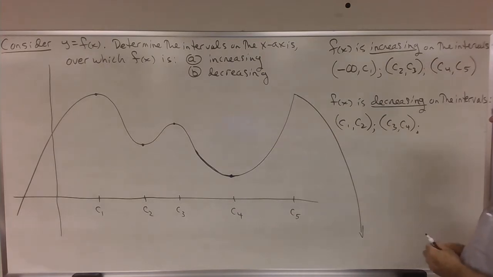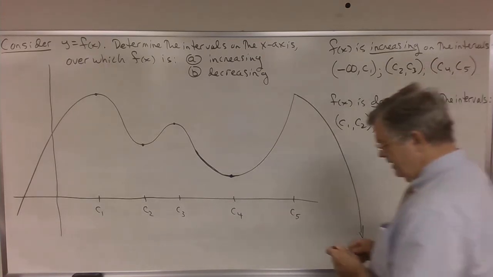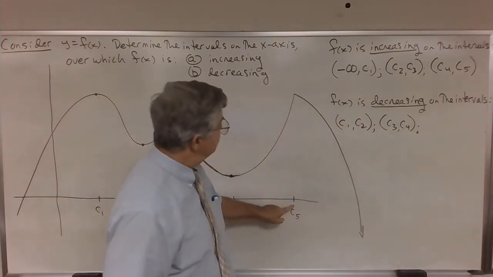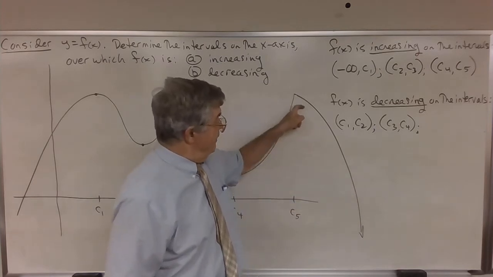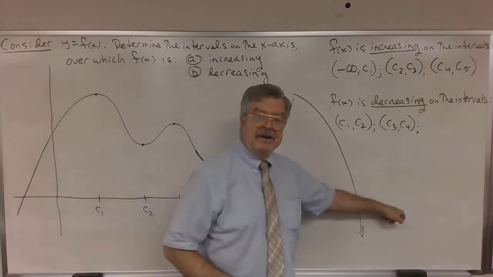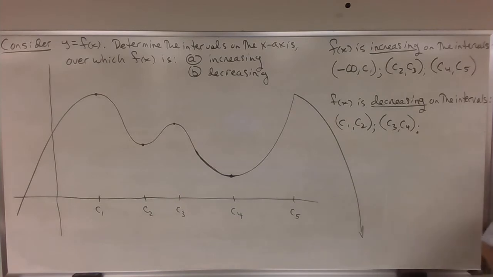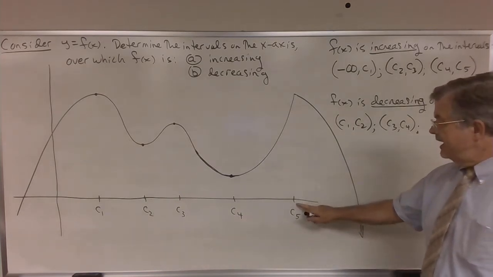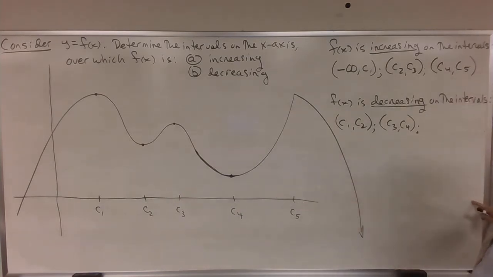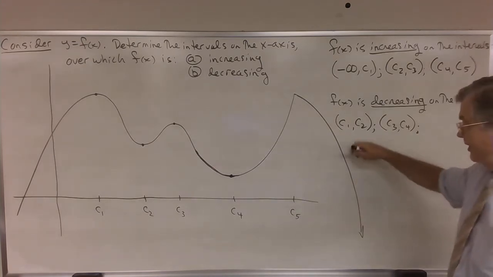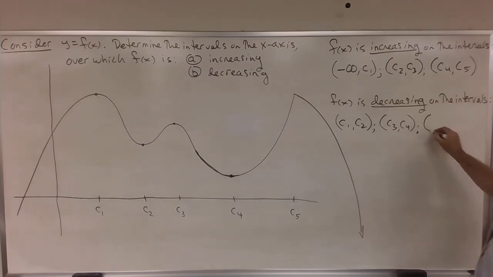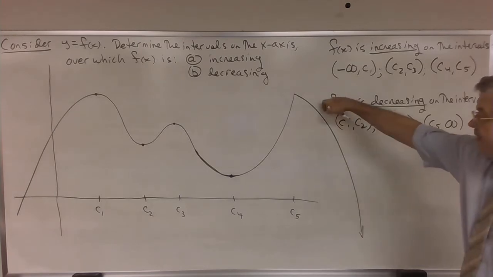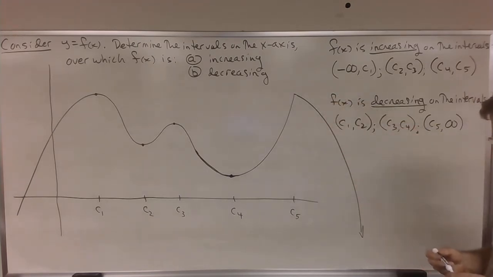And any others? Yeah. Starting right here at C5, the graph goes downhill, and apparently it keeps on going down and down and down. So from C5 on the x-axis to infinity on the x-axis, this thing's going downhill, it's decreasing. So on the interval x equals C5 to infinity, the function is going downhill, it's decreasing.